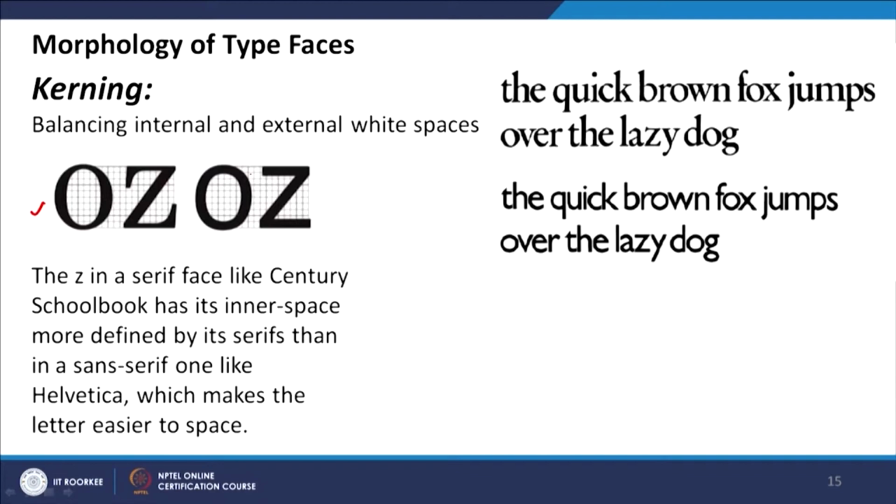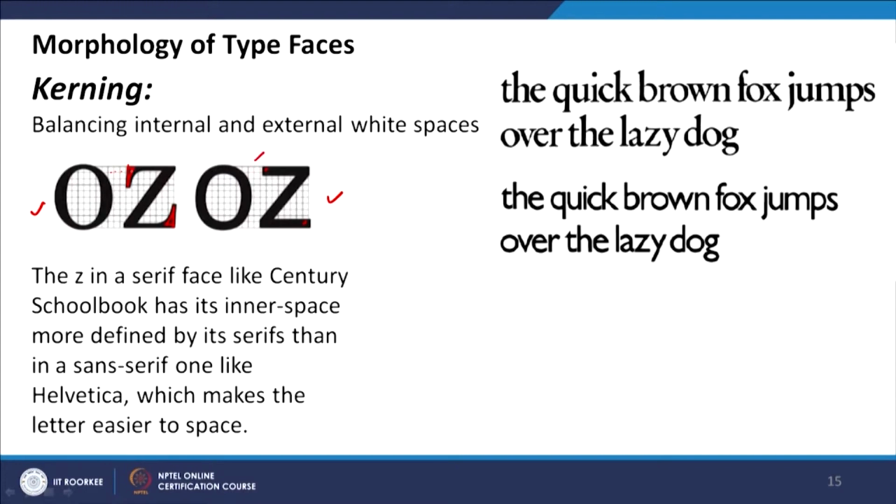But if you look at the difference between these two, in this case, this part is added into this letter, which is called serif, and which is the end of this letter. And this letter, the Z, does not have this serif end. This is a sans serif. So now this O and Z here have more gap than this.